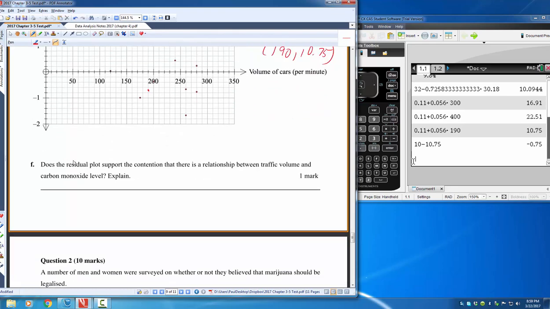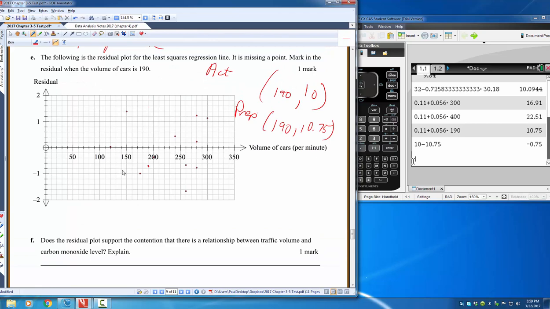Alright, does the residual plot support the contention? Well, it's a pretty random scatter, so yes. Random scatter suggests that the data is linear.